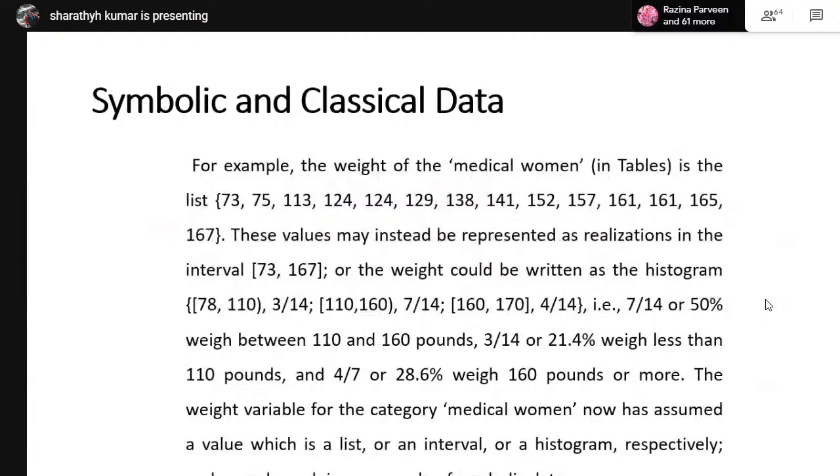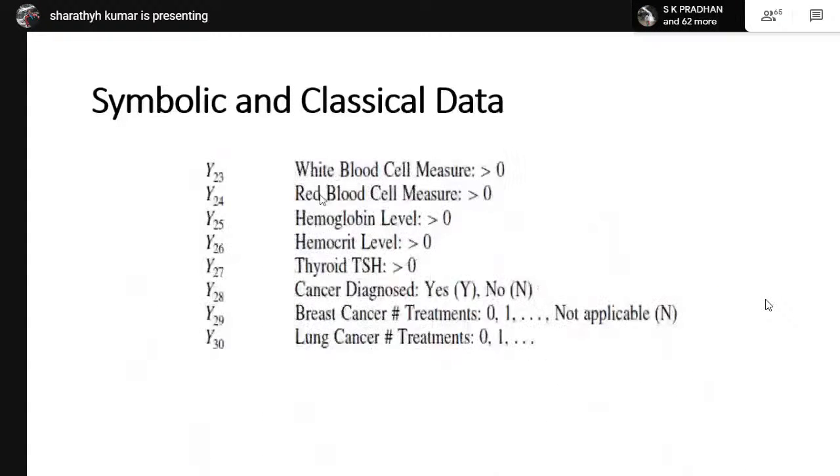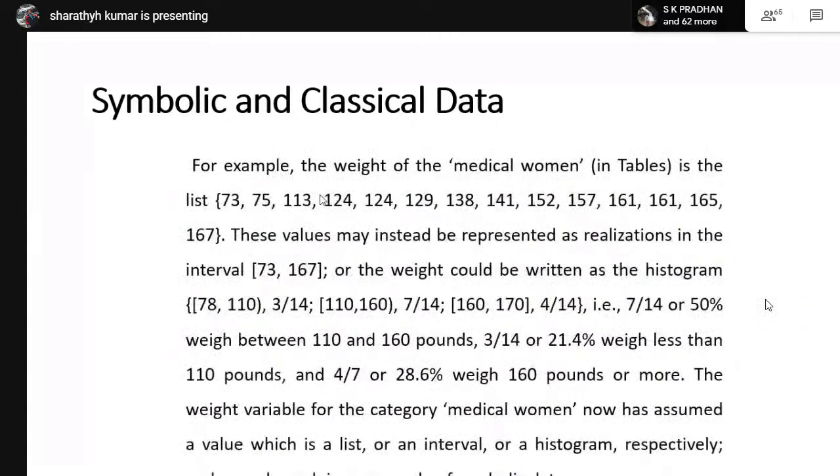Here I take one example, a medical woman. First I want to consider what it belongs to, Y1 or Y2. So there is a gender called medical woman, which contains weights. The weights of a medical woman are represented by about 10 to 15 data values. If I go for min and max representation of the medical woman data, it is 73 to 167. So this is a min-max representation for a huge data.